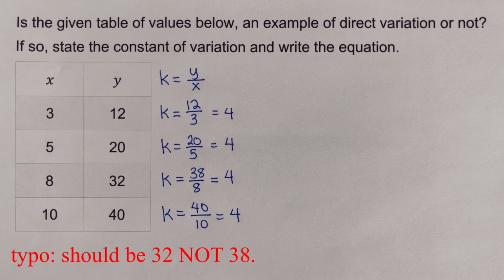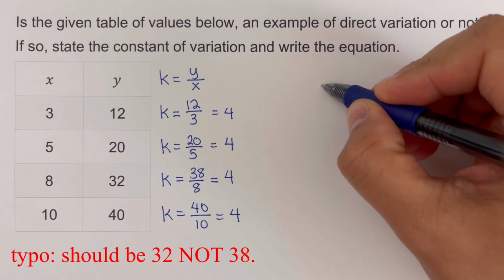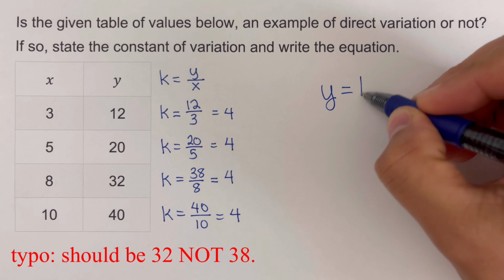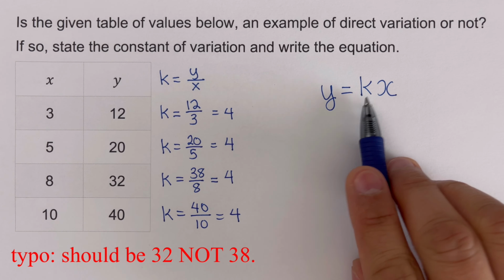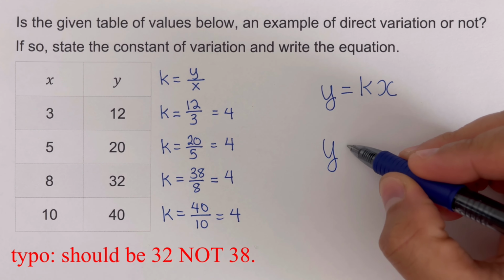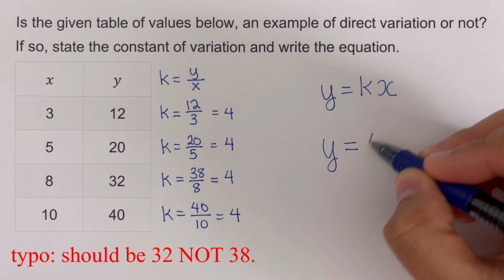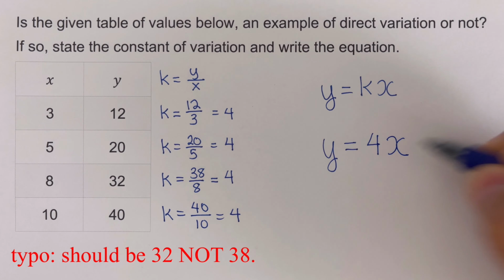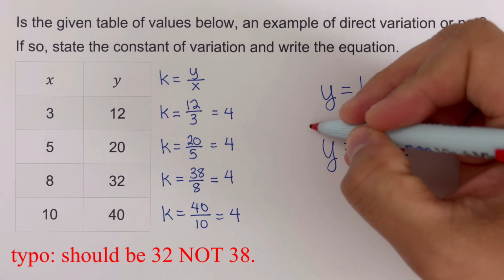In order that we can write the equation for this table that we have right here, we remember that the general equation for direct variation is y equals kx. So we can go ahead and plug the value of k into the equation, and that is the equation for this direct variation. So that would be y equals, our k is constant, which is 4, and we write x. So this is the equation that would work for this table.